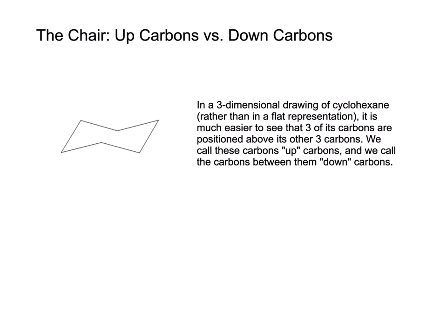So in the three-dimensional drawing, or this chair, it is much easier to see that three of its carbons are positioned above its other three carbons. We call these carbons up carbons, and we call the carbons between them down carbons. Just so there is absolutely no confusion, I'm going to circle the three up carbons in red. The three carbons that are not circled are the down carbons.